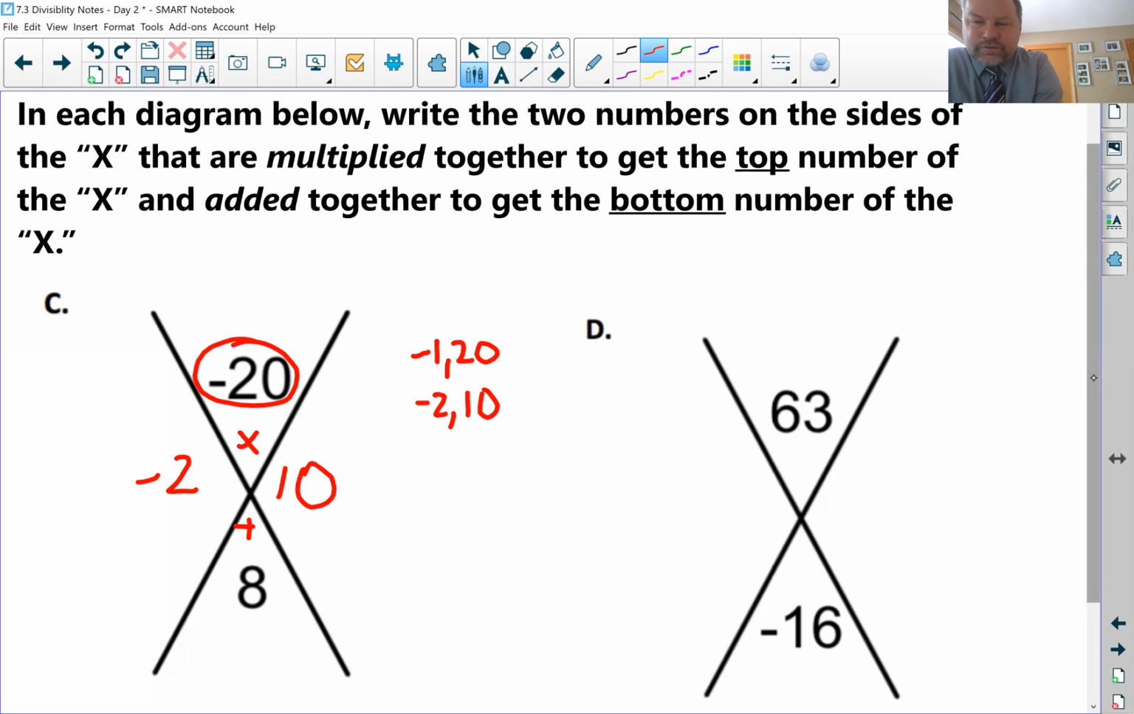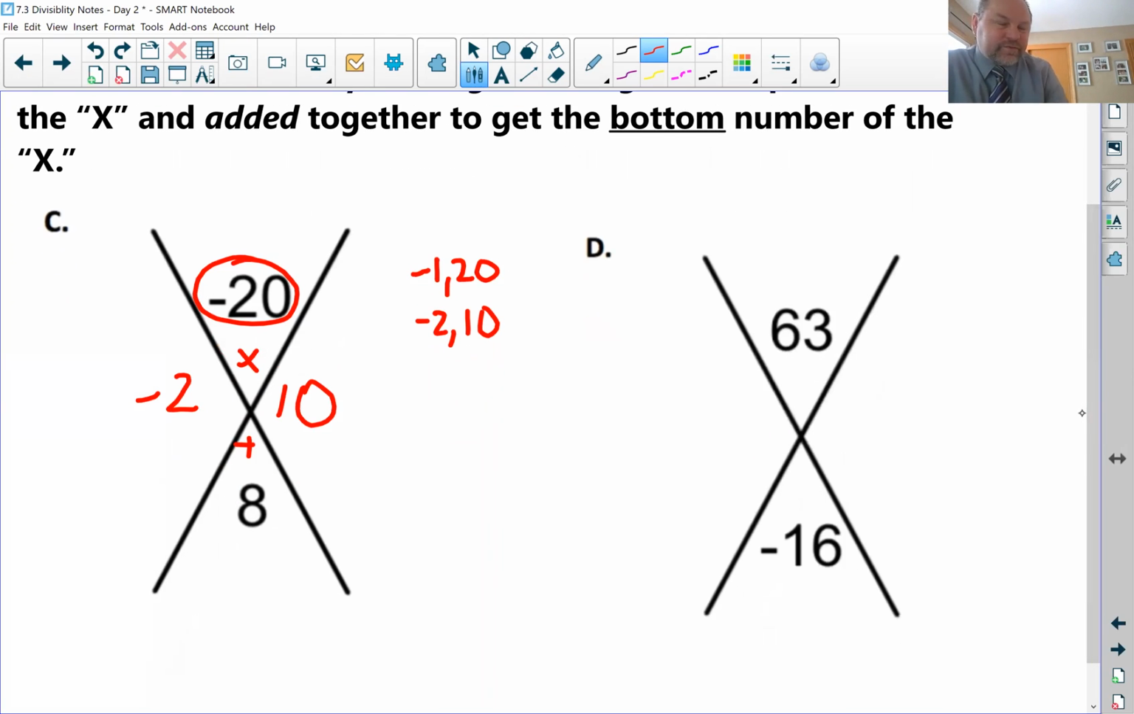The order or the placement of the numbers on the left and right doesn't matter. I could write the 10 on the left and the negative 2 on the right as well. So that doesn't matter. Multiply to 63, add to negative 16. Now I know the only way I can have two numbers that multiply to a positive value and add to a negative value is if both numbers are negative.